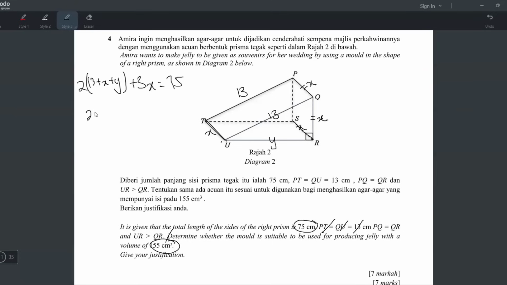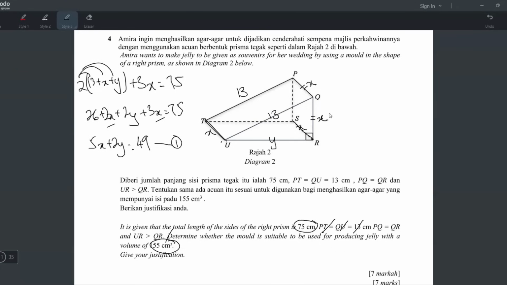Okay, let's expand: 26 plus X plus 2X plus 2Y, sebab dia dah darab kan. And then tambah 3X sama dengan 75. X dengan X boleh buat, so 5X tambah 2Y. 26 boleh hantar sana jadi minus, so you get 49. Alright, so this is your first equation. And to get the second equation, they say determine whether the mole is suitable to be used with a volume 1.